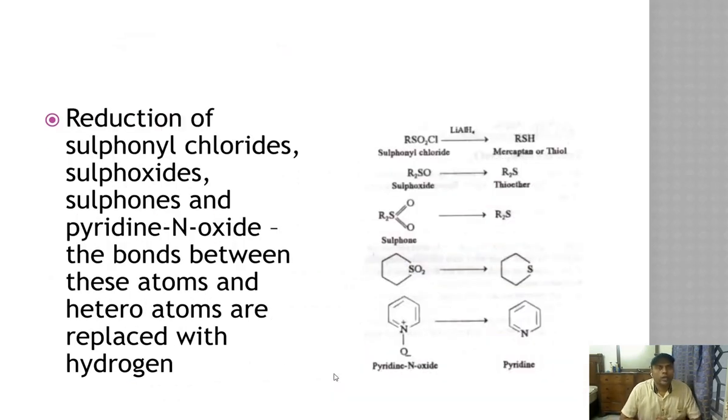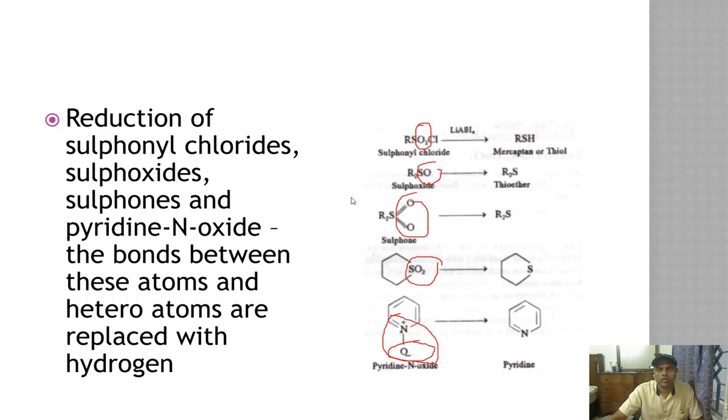Next, you can do the reduction of sulfonyl chloride. Sodium borohydride is not going to do that, but lithium aluminum hydride can reduce sulfonyl chloride. It can reduce the sulfoxide group. It can reduce the sulfone group, right? It can be used for reducing pyridine N-oxide. This is the N-oxide, pyridine N-oxide. So you can reduce that.